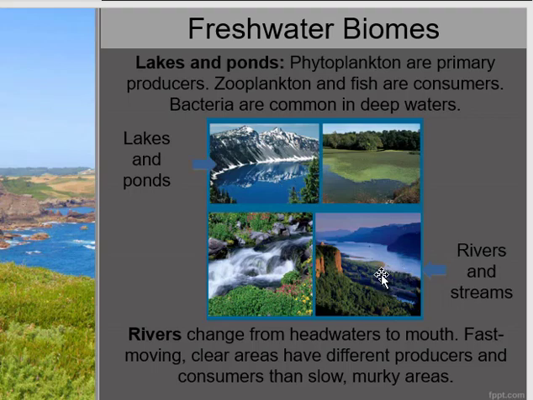You have lots of different types. You have deep, slow-moving rivers. You have fast-moving rivers. You have small rivers, large rivers, ponds. You have whitewater. There are certain animals that live in these whitewater stretches of rivers. That's the only place you find them. Rivers change from headwaters to the mouth, fast-moving, clear areas, different producers.